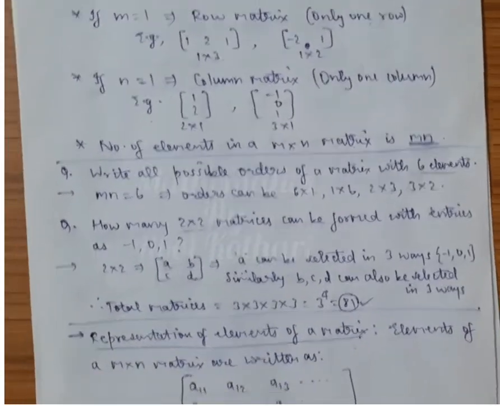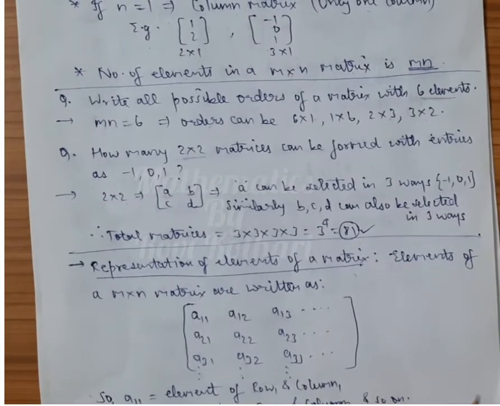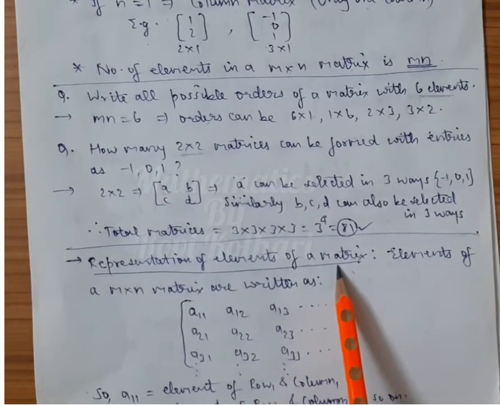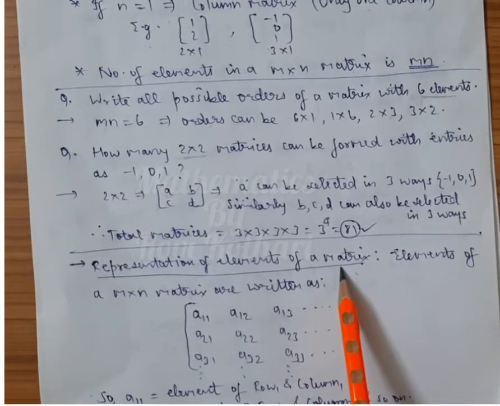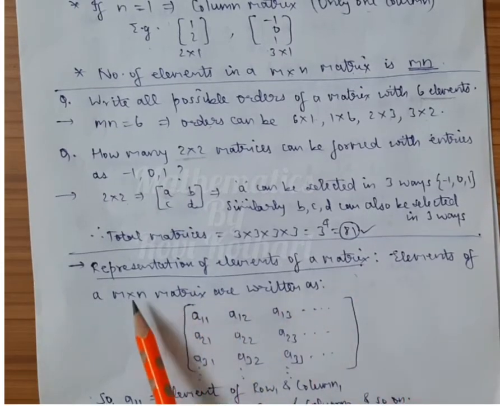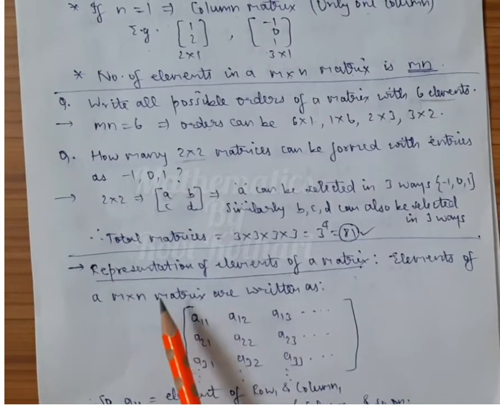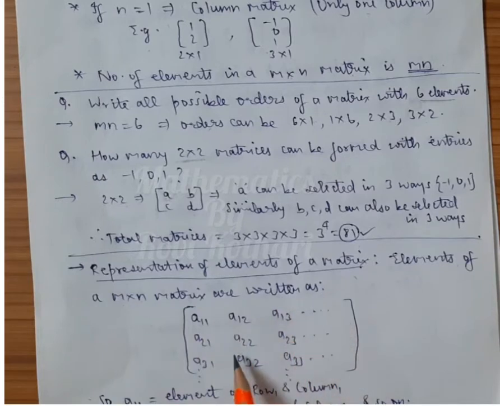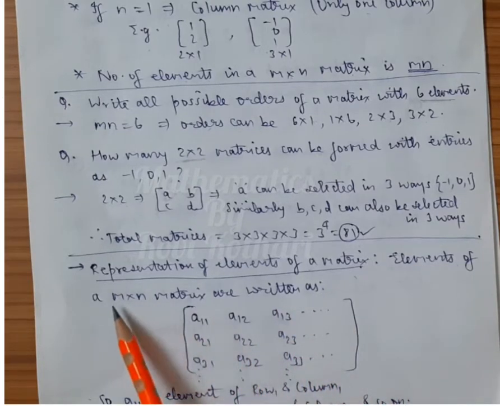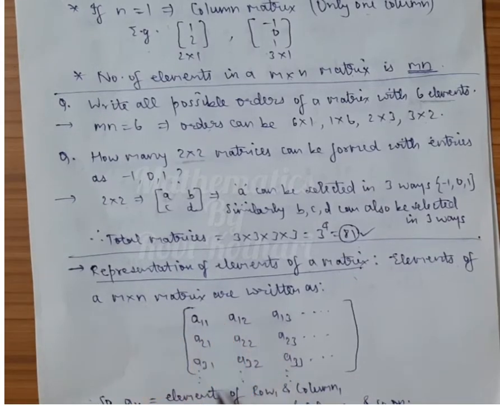Okay, let's go to the next article, which is representation of elements of a matrix. How do you represent elements of a matrix? Now see, suppose I have to write the elements of an m by n matrix, then how do I denote them? An m by n matrix means what? It has m rows, n columns. So there are n columns like this and there are m rows like this.